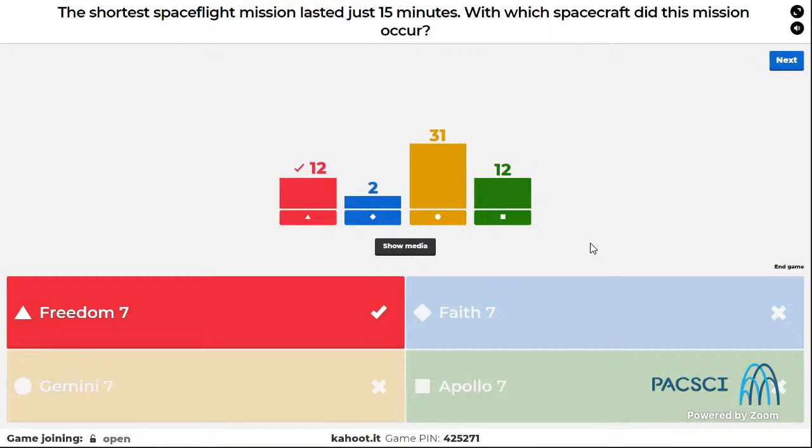Holy cow, I can't even imagine what it was like. They had no idea what was going to happen next. That was Alan Shepard, first American. 15 minutes. Probably very, very scary 15 minutes. I would think so.